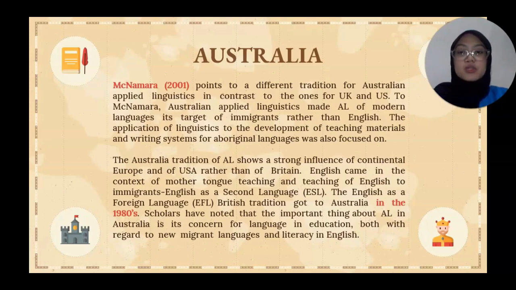English came in the context of mother tongue teaching and teaching of English to immigrants, English as a second language. The English as a foreign language, British tradition got to Australia in the 1980s. Scholars have noted that the important thing about applied linguistics in Australia is its concern for language in education, both with regard to new migrant languages and literacy in English.